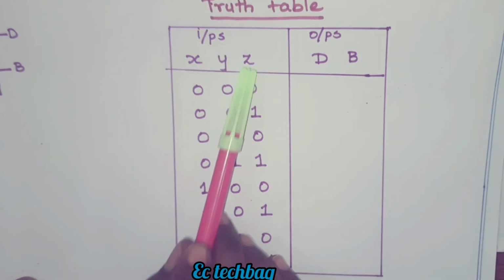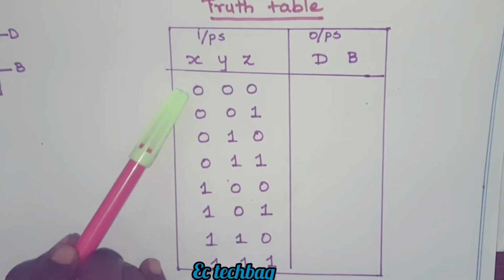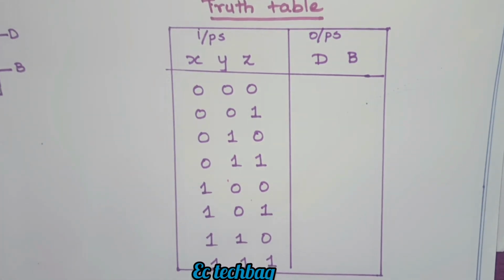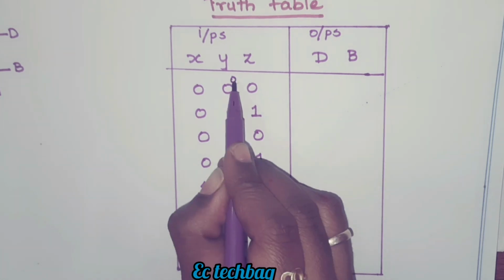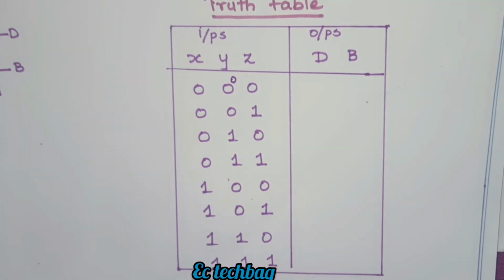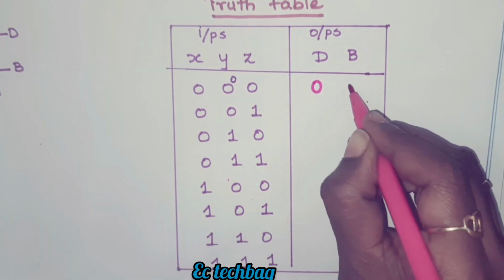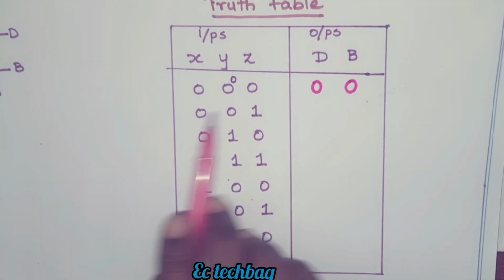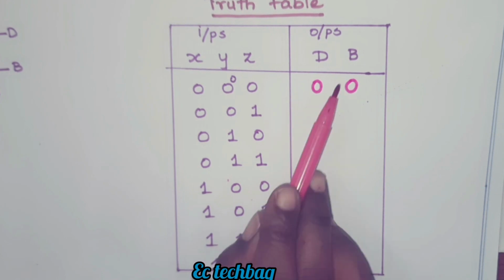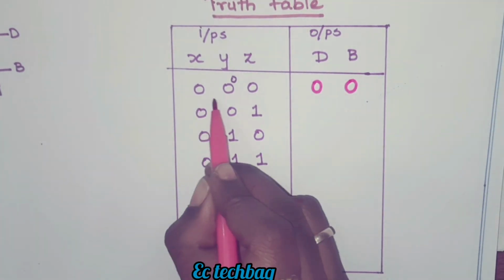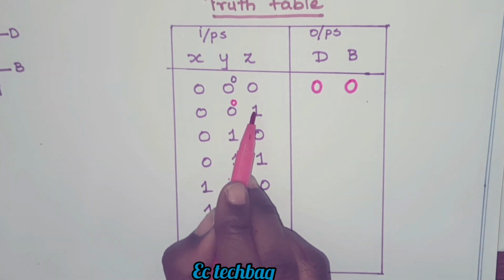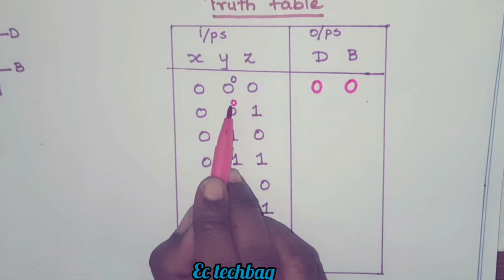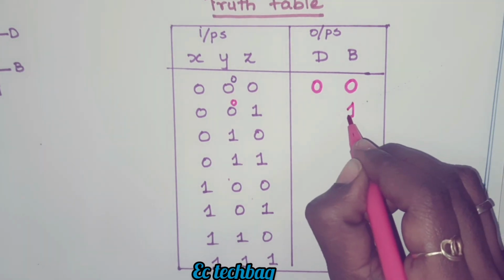Three inputs X, Y, Z, 8 possible combinations from 0, 0, 0 to 1, 1, 1. Next, let us write the outputs, difference and borrow. 0 minus 0, we get 0. Again 0 minus 0, we get difference 0 and borrow 0. No borrow has been taken from the previous bit, so the borrow output is 0. 0 minus 1, 0, we get 0. 0 minus 1. 1 cannot be subtracted from 0, so we have to take a borrow. So borrow output becomes 1.